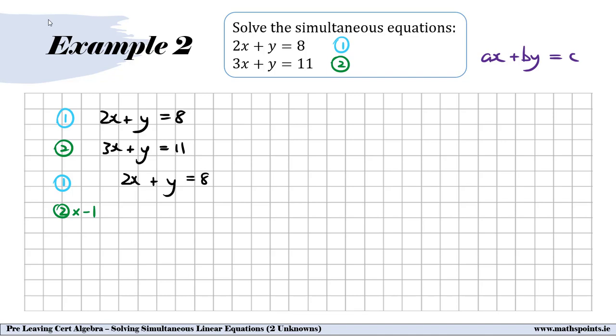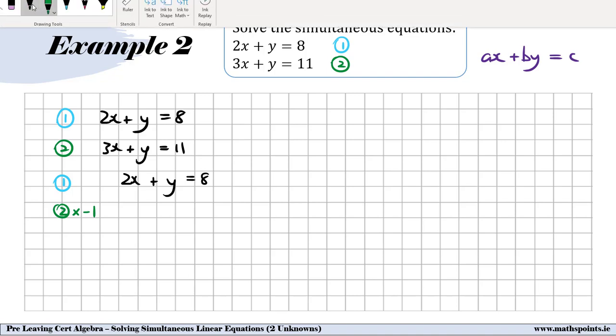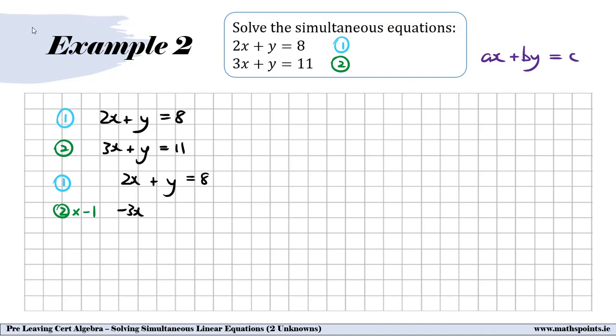The way that I like to do these questions is I like to write down the label and then beside it, the manipulation of the line. What are you doing to the line to change it? So I'm multiplying equation 2 by minus 1. If I multiply all the terms in equation 2 by minus 1, I get 3x times minus 1 is minus 3x. Plus y times minus 1 is minus y. And then 11 times minus 1 is minus 11.